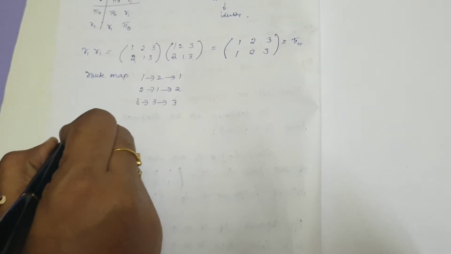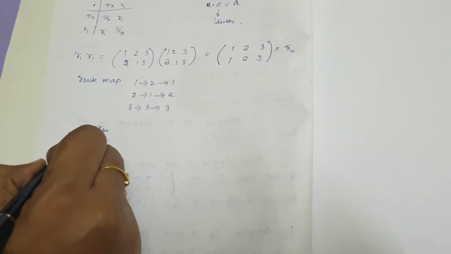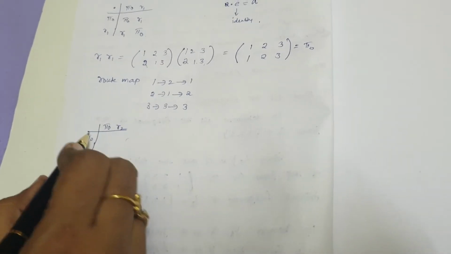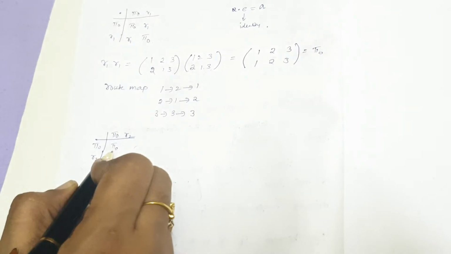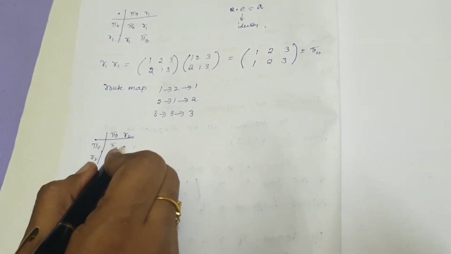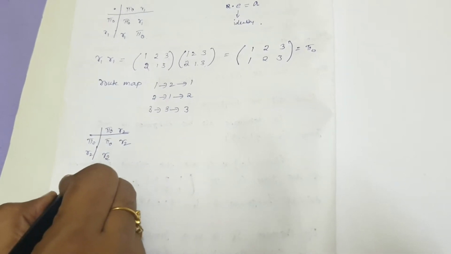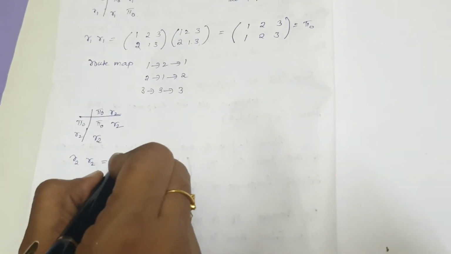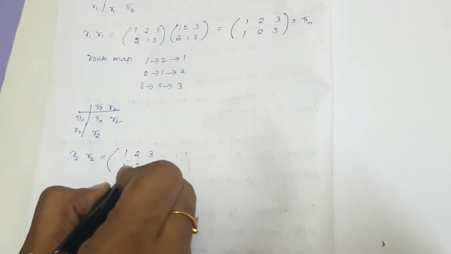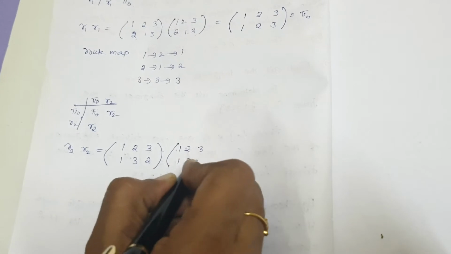Next I consider the set pi naught, R2. So here pi naught is the identity element. When you multiply pi naught into pi naught, you will get the result pi naught. Pi naught into R2, the result is R2. Now we find out the value of R2 into R2. Here R2 value is 1, 2, 3, 1, 3, 2 and 1, 2, 3, 1, 3, 2.